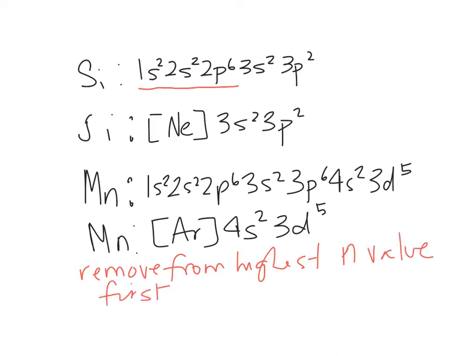Now, manganese is interesting because it can also form other ions. We can lose these and be a 5 plus. We can lose all of them and be a 7 plus. But when I ask you what is the most likely ion, you're going to pick from the highest principal quantum number first. Now the thing about d orbitals, no, I'll get to that.